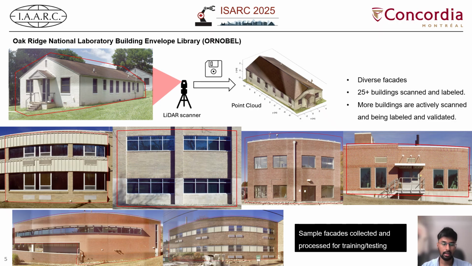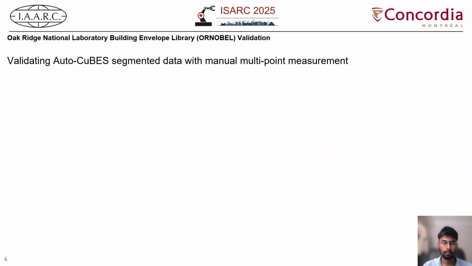These are some of the images of various types of facades that we have scanned across our campuses. We are actively collecting more building scans and they are labeled and validated with the ground truth data. This makes sure that the model will be able to learn and segment a wide variety of facades once trained with enough data.